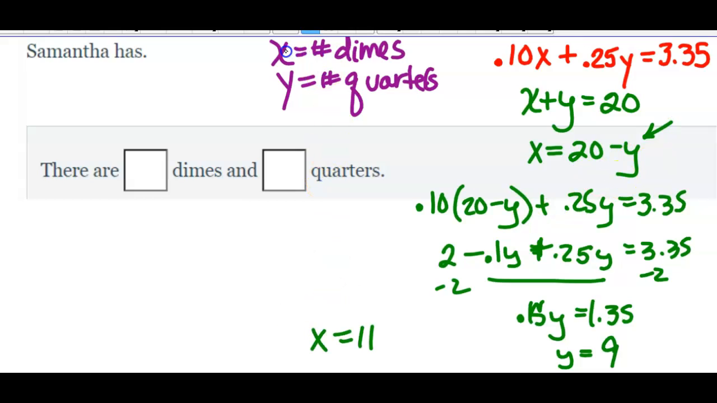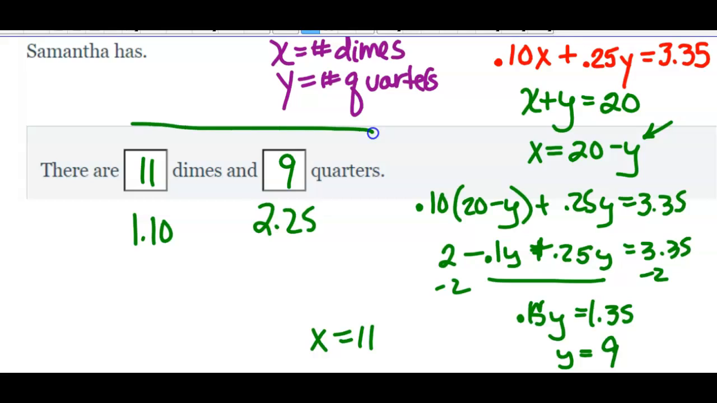Now go back up here and make sure you have them right. x is 11 dimes and y is 9 quarters. This would be $1.10. So definitely a total of 20. 9 quarters, 9 times 25 is 225. If you add it together, you get 335, so we're good. So then you would put that in Delta Math. Okay? Good luck.